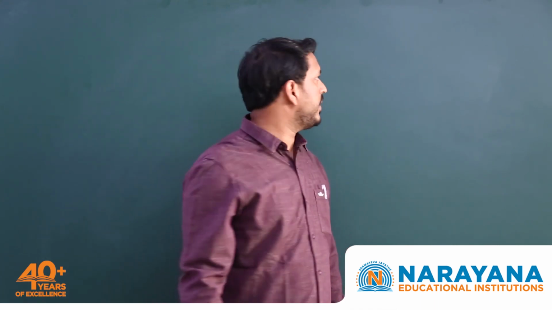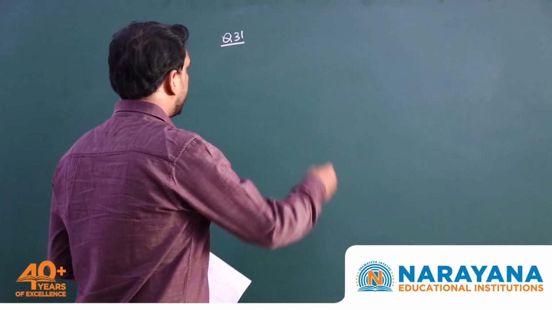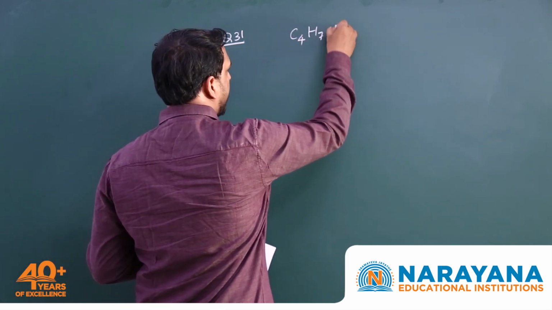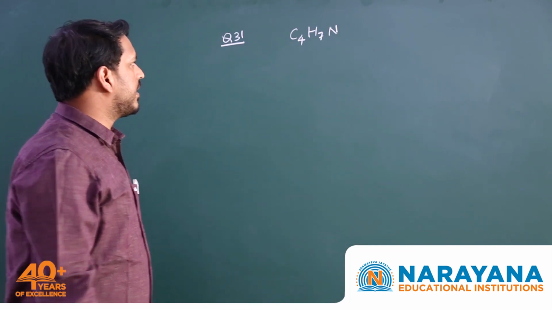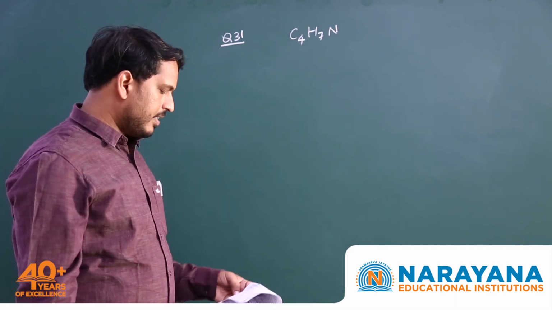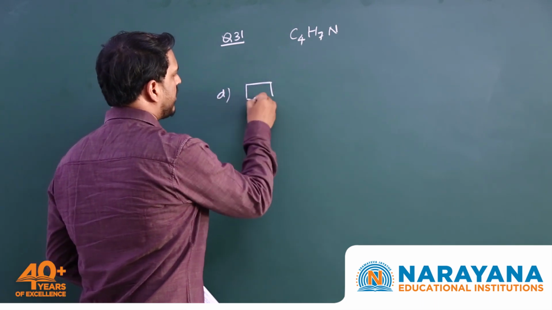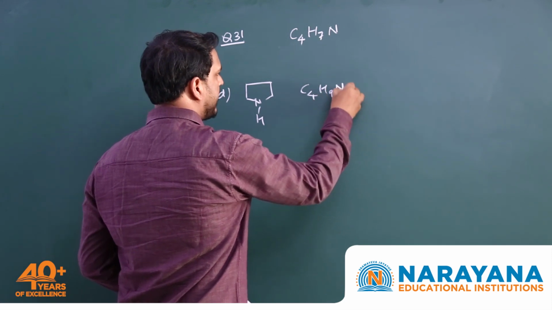Next question is question number 31. In this question some compounds are given. It is asked which is the most basic compound having the formula C4H7N. So first we should see which of the four options have this formula. Option D has the formula C4H9N, so it cannot be the answer.